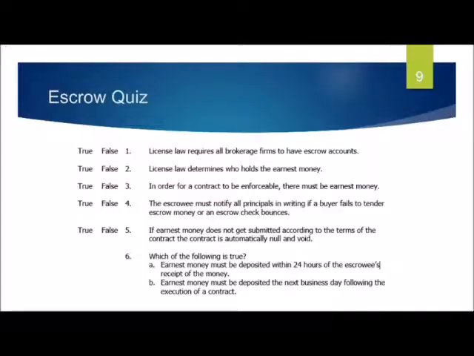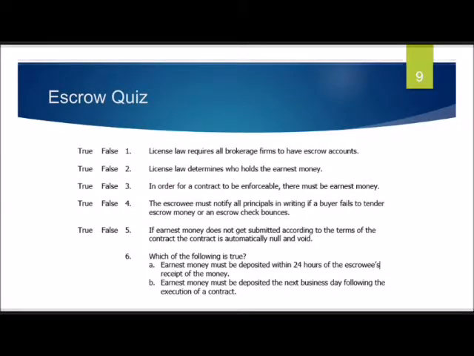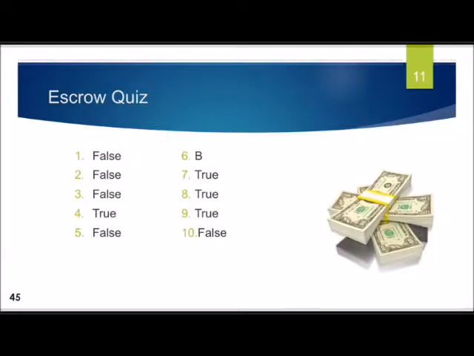So number 4, the escrowee must notify all principals in writing if a buyer fails to tender escrow monies or an escrow check bounces, and that one is true. So that's why it's so important then that our agents, as they're getting into the business, understand about the deposit of the earnest money so that they can make sure that their buyers don't put themselves in default, as I said earlier, because the minute that check doesn't clear or the buyer doesn't bring the earnest money in as the contract calls for, he could be in default of the contract.